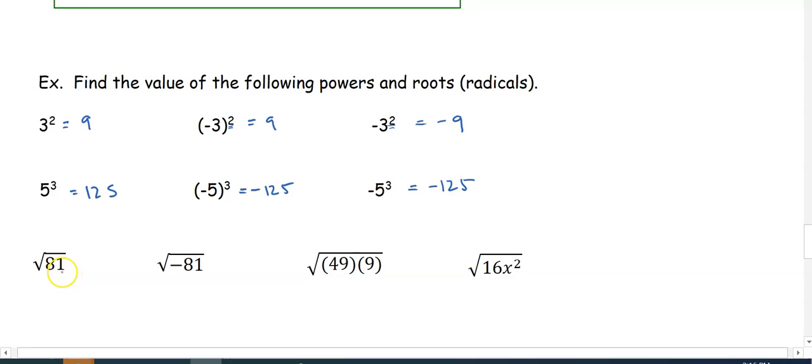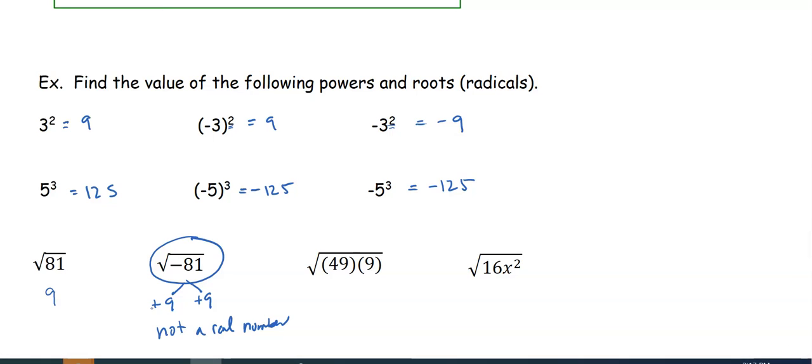The square root of 81, well, it's 9 because 9 times 9 is 81. Well, what's the square root of negative 81? What times what gives me negative? Well, if I made it negative 9 and negative 9, it'd be positive. If I made them both positive, it'd be positive. I can't make one positive and one negative because that's not the definition of a square root. So the square root of a negative is not a real number. Okay, we cannot take the square root of a negative. If you tried it on your calculator, it would say error.